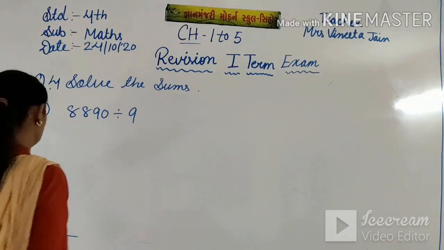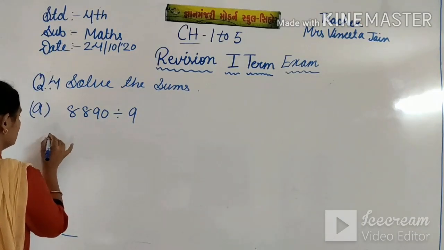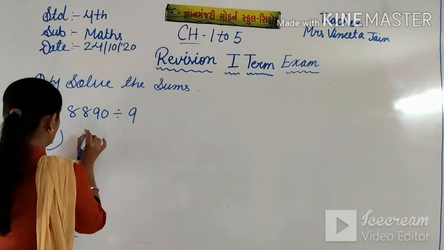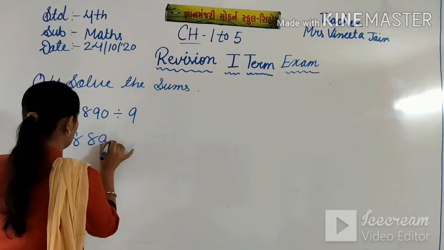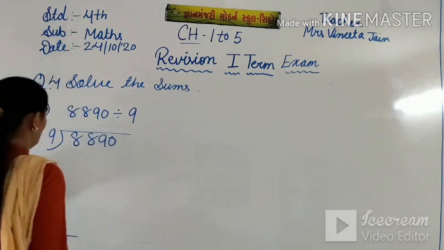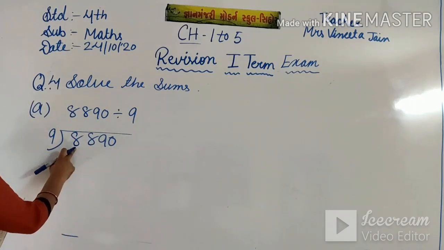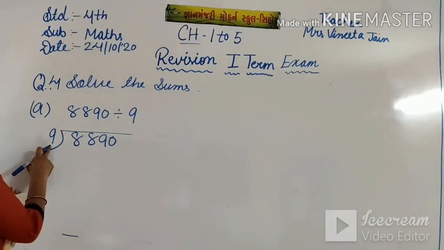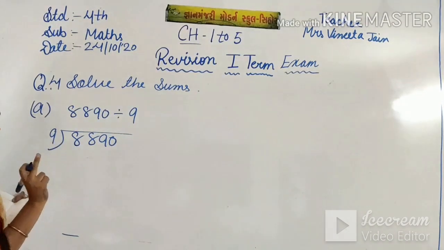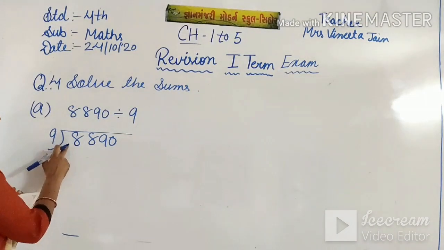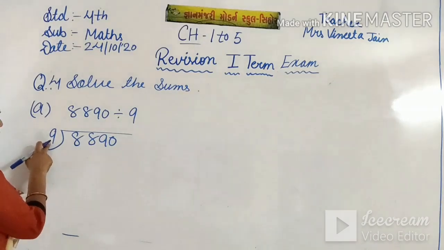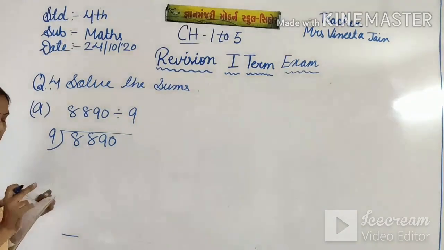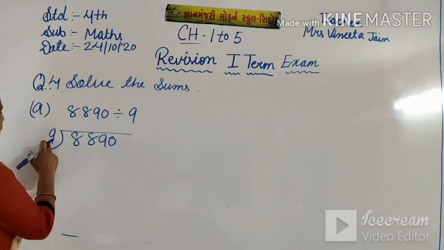Yes, so we will do here 8,890 divided by 9. Okay, students. So here you can see the divisor is 9 and the dividend's first digit is 8. 8 is less than 9, so we will take 2 digits from the dividend, 88. Okay, so 88 divided by 9.